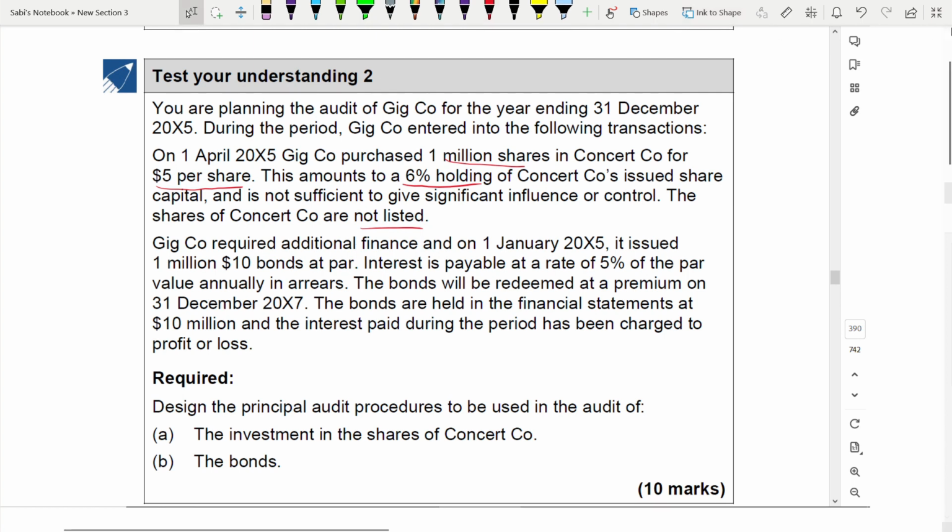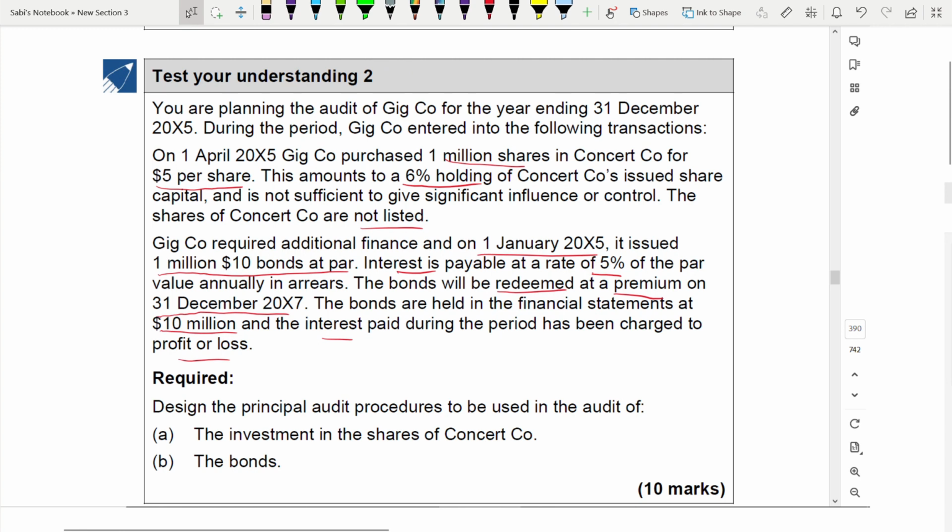Next, additional finance: you have got 1 million $10 bonds at par. Interest is payable at 5%. The bond will be redeemed at a premium on 31st December 2007. So it's for 3 years, 2005, 2006 and 2007. Bonds are held in the financial statements at 10 million, obviously 1 million into $10, and interest is in the profit and loss account.